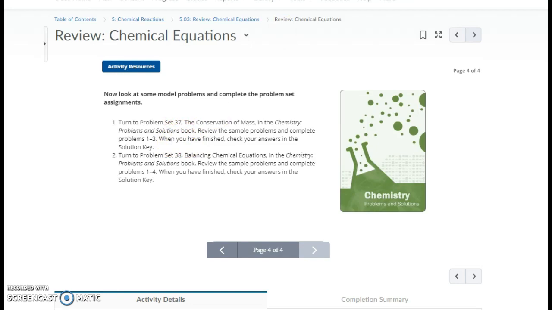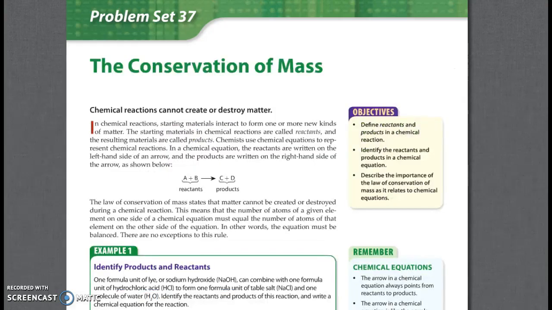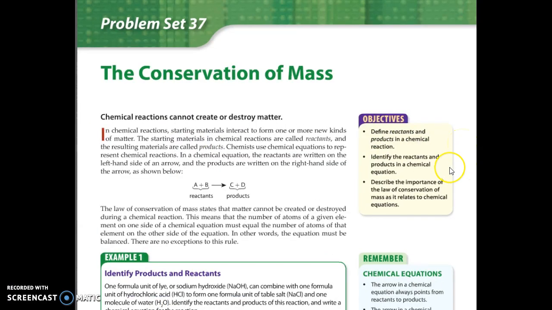Set 37, 1, 2, and 3. Find reactants and products in a chemical reaction. Identify the reactants and products in a chemical equation. Describe the importance of the law of conservation of mass as it relates to chemical equations. Chemical reactions cannot create or destroy matter.